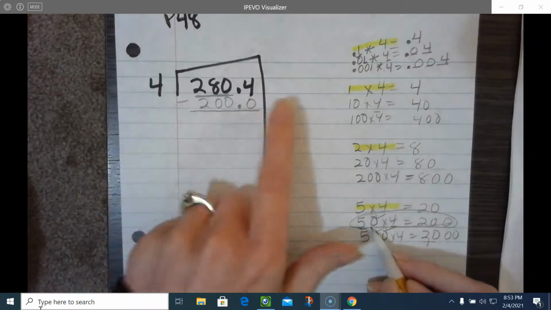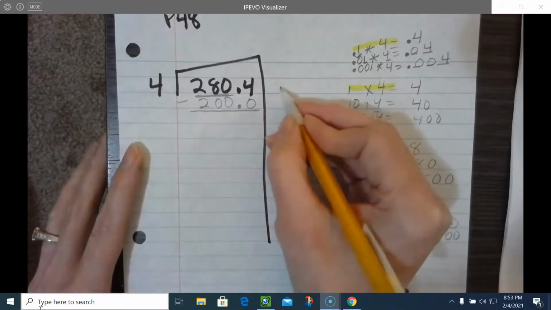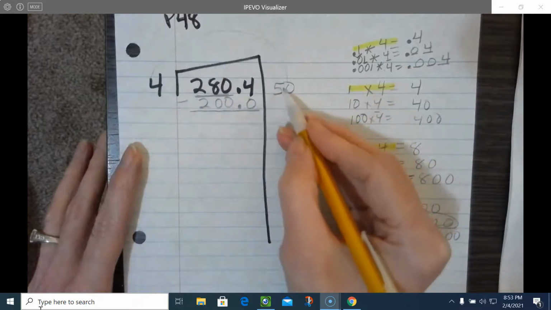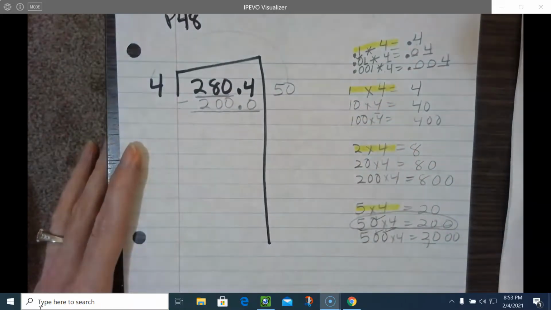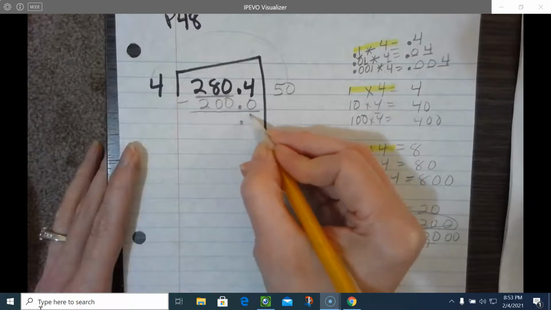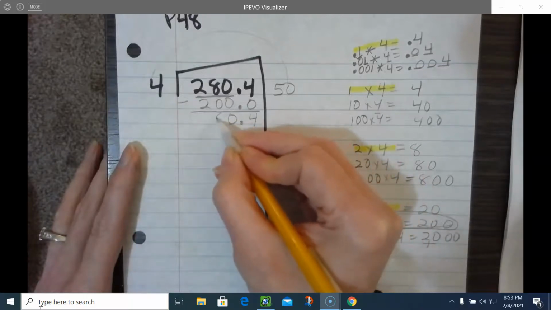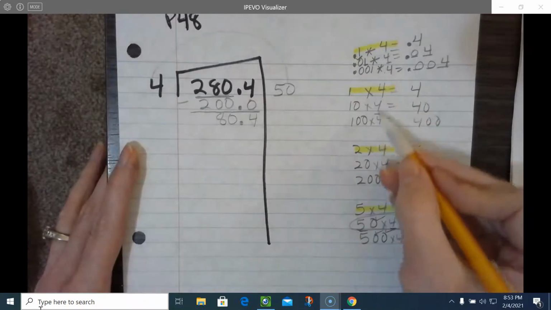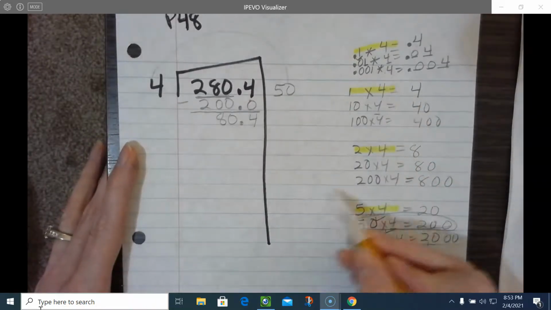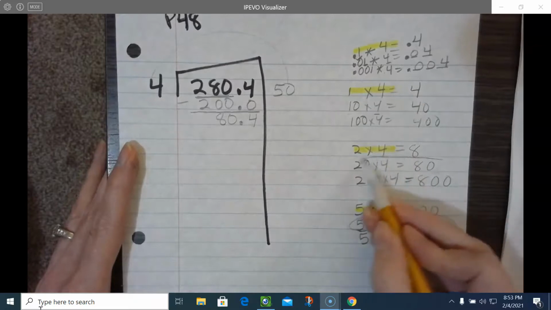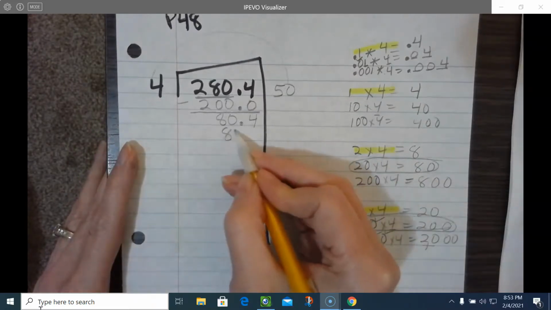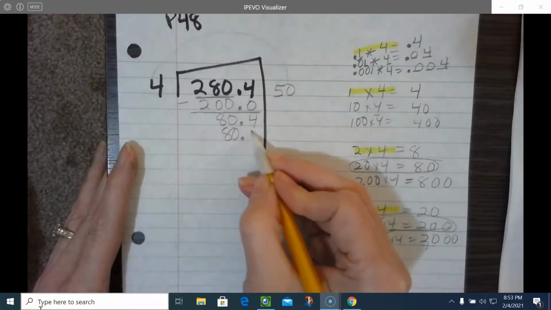The number that goes outside of my bracket would be the 50. So 4 times the 50 equals that 200. Subtract. And I have 80 that's left. So now I'm going to look, and I'm going to try to find a number that's close to 80 but not over, and whoa, I've got a nice number right here. That's 80. So 80, I do put the decimal down and a 0.